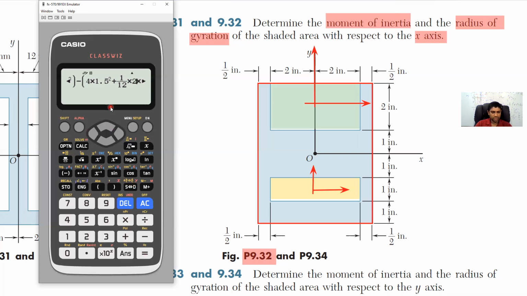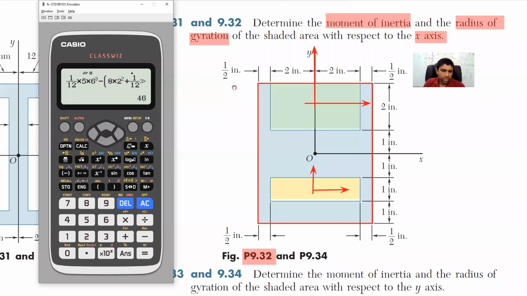Base is 4, right? For the second one, base is 4. 1 over 12, base is 4, height is 1. Then it is 46. So that is the Ix of the figure 9.32.